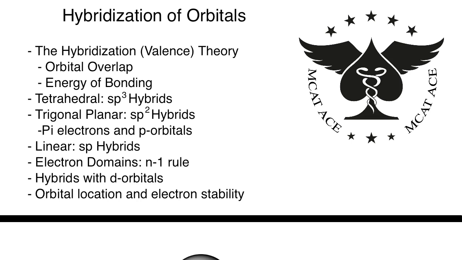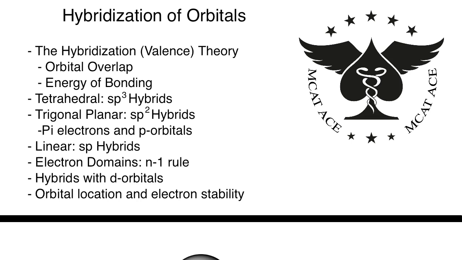So when I'm looking at an atom, if I find a lone pair, that's one electron domain. If I find a bond, that's an electron domain. Even a double bond counts as one electron domain because those pi electrons and the underlying sigma electrons occupy one domain or one space around that atom.